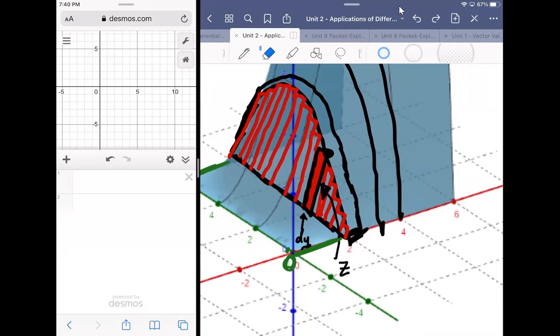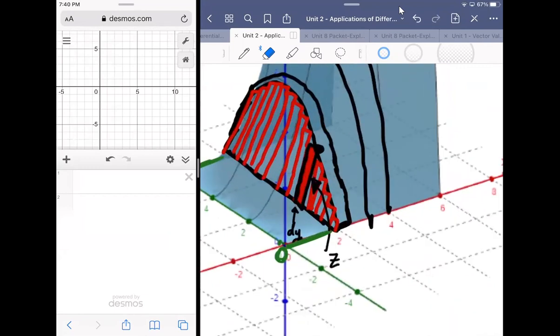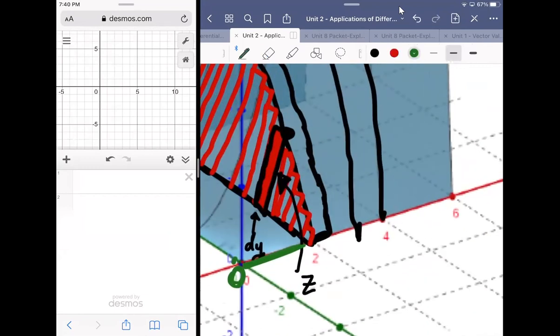I lost track of my undos and my redos, so I'm trying to, oh, there it is, redo, redo, redo. Okay. This little bit here is a movement along the x-axis. Right? An infinitesimal little movement along the x-axis. So that makes that a dx.